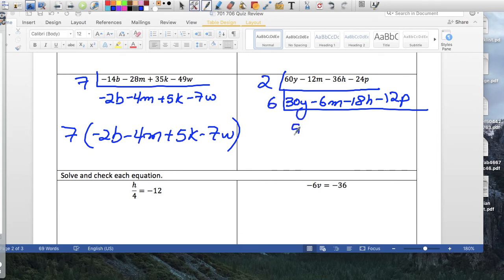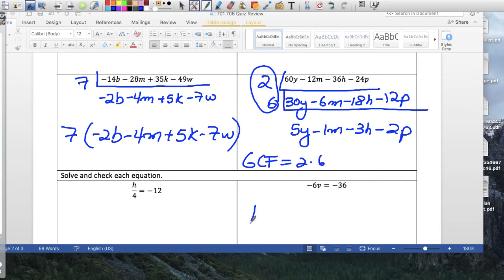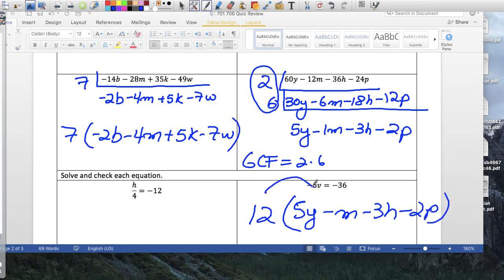So 6 goes into 30y 5y. 6 goes into 6 1 time, 1m or just m. 6 goes into 18 3 times. And 6 goes into 12 2 times. Can I go again? No, I cannot. So my GCF is 2 times 6, which is 12. So the number outside should have been a 12. And inside, I'm going to write 5y minus m minus 3h minus 2p. Because if I did the distributive property, it should get me back to this expression.